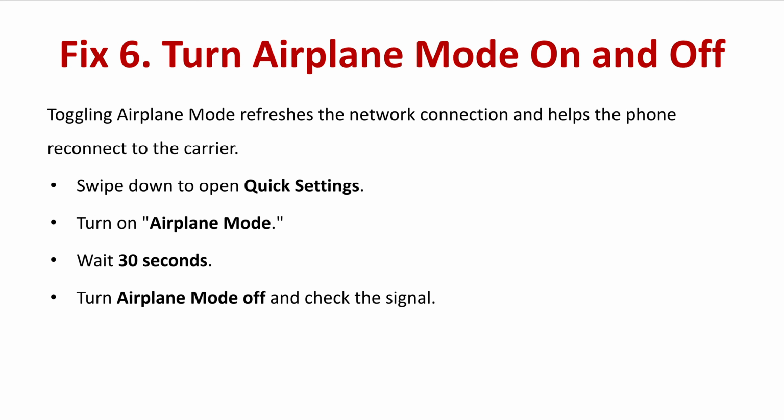Sixth fix is turn airplane mode on and off. Toggling airplane mode refreshes the network connection and helps the phone reconnect to the carrier. Swipe down to open quick settings. Then turn on airplane mode. Wait for 30 seconds, then turn airplane mode off and check the signal.